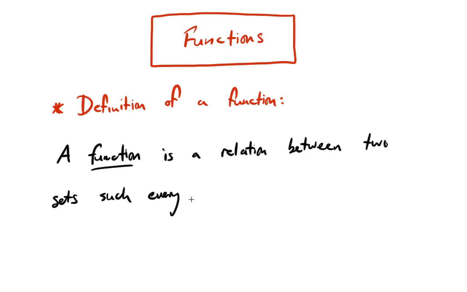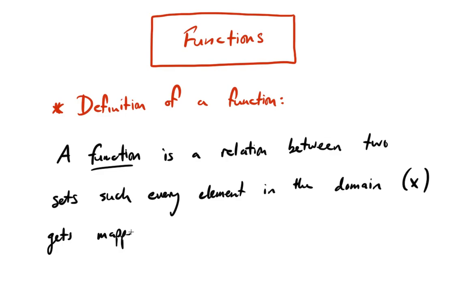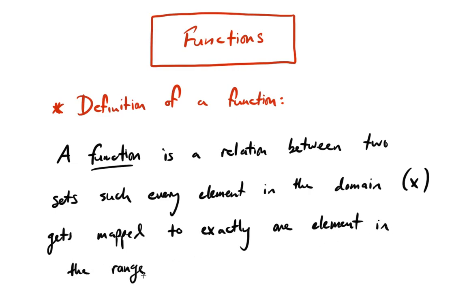every element in the domain, so remember the stuff in the domain is what gets plugged into the function. So typically that's going to be x's for us. Every element in the domain gets mapped to exactly one element in the range. And that's going to be typically y for us. And here, this exactly one is what's important.